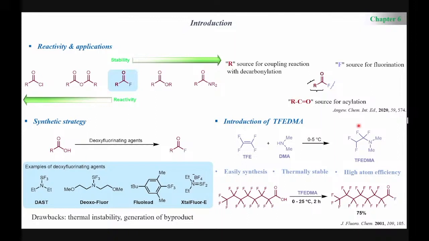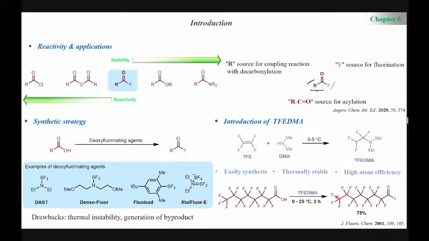Then we found TFE-DMA. TFE-DMA can be easily synthesized from low-cost tetrafluoroethylene and dimethylamine. It is a little shame that despite the fact that TFE-DMA has been known for more than 60 years, the chemistry of this material was still limited to a few basic reactions. Only one example was reported 20 years ago, that TFE-DMA could deoxyfluorinate carboxylic acids to get acid fluorides.